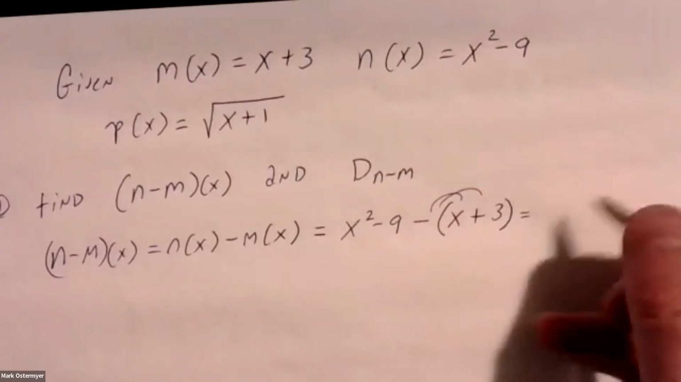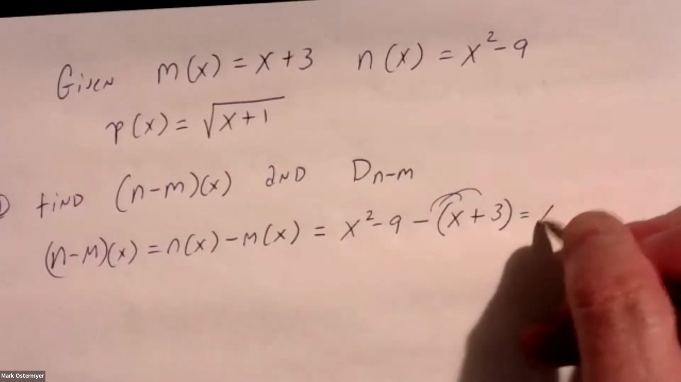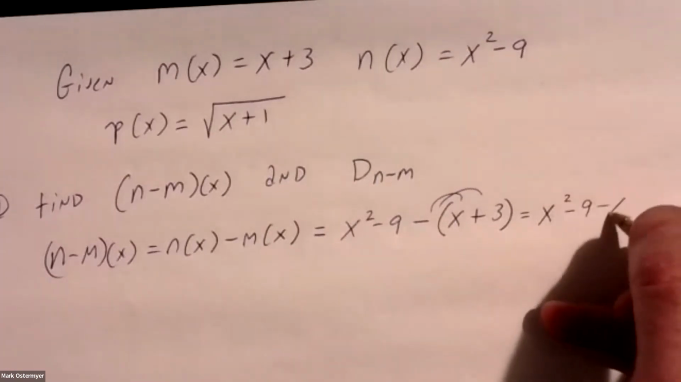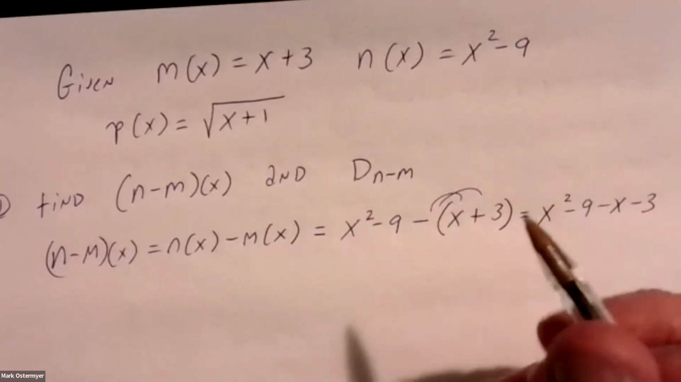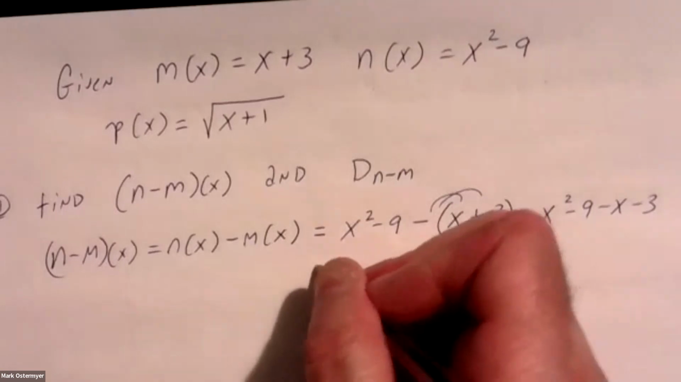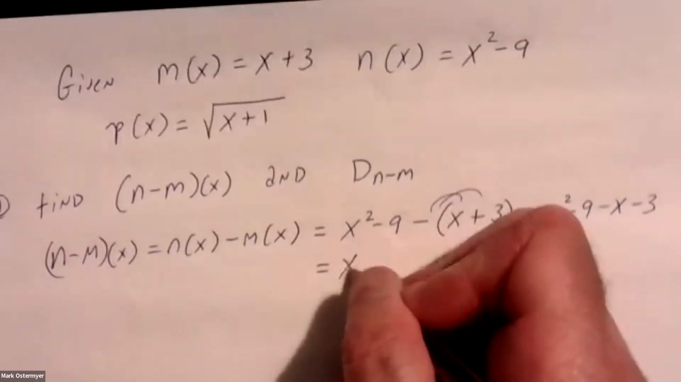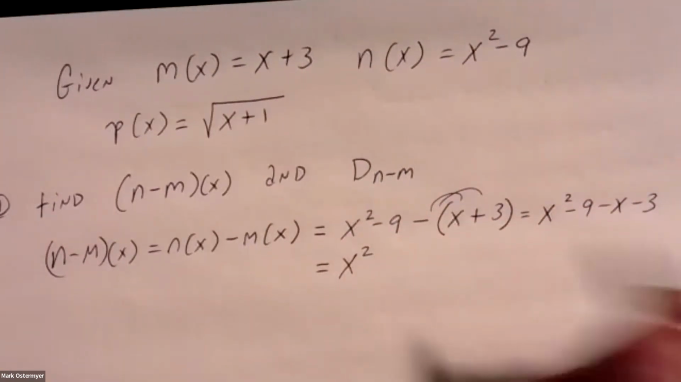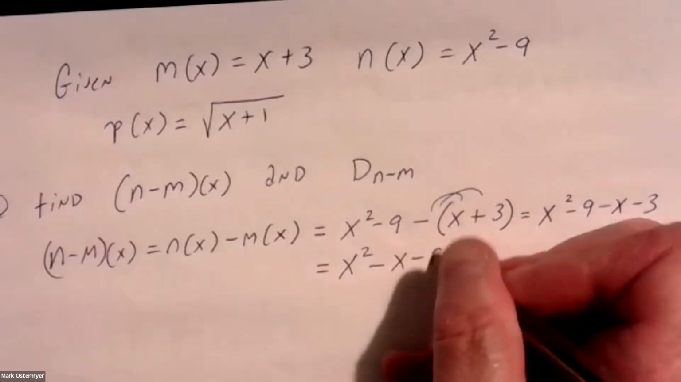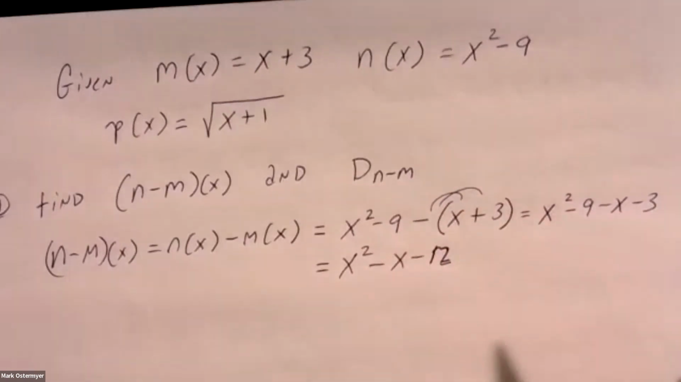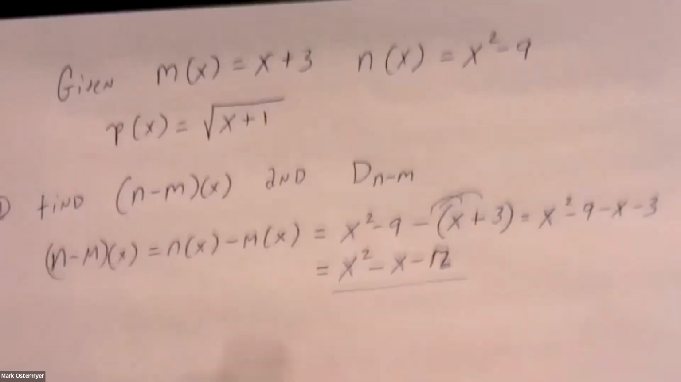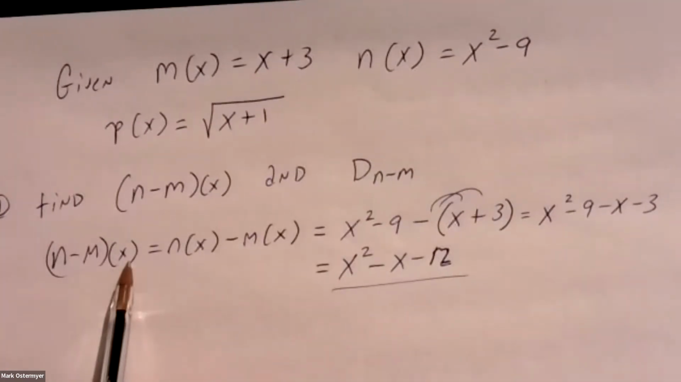Distributing the negative sign throughout, we have x squared minus 9 minus x minus 3. So our new function n minus m of x is going to be the brand new function, which is x squared minus x minus 12. Okay. Questions how we form this new function n minus m of x?